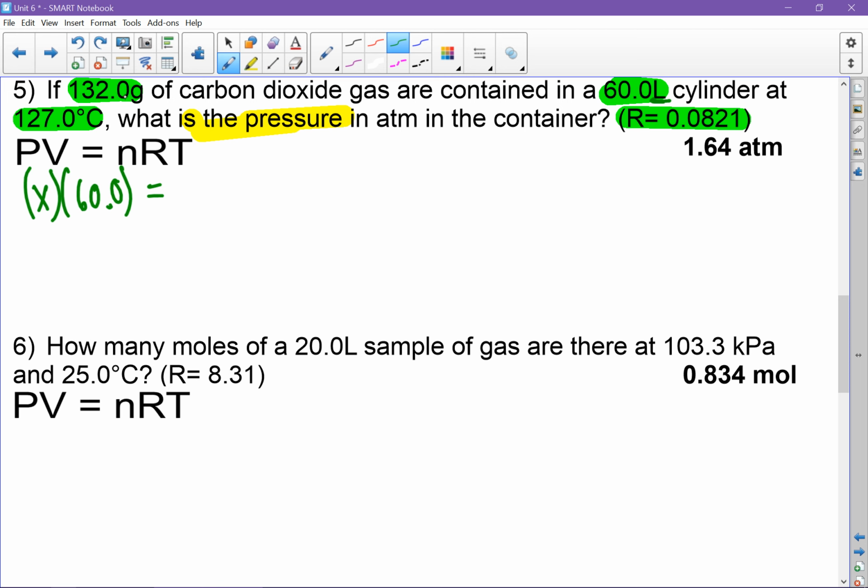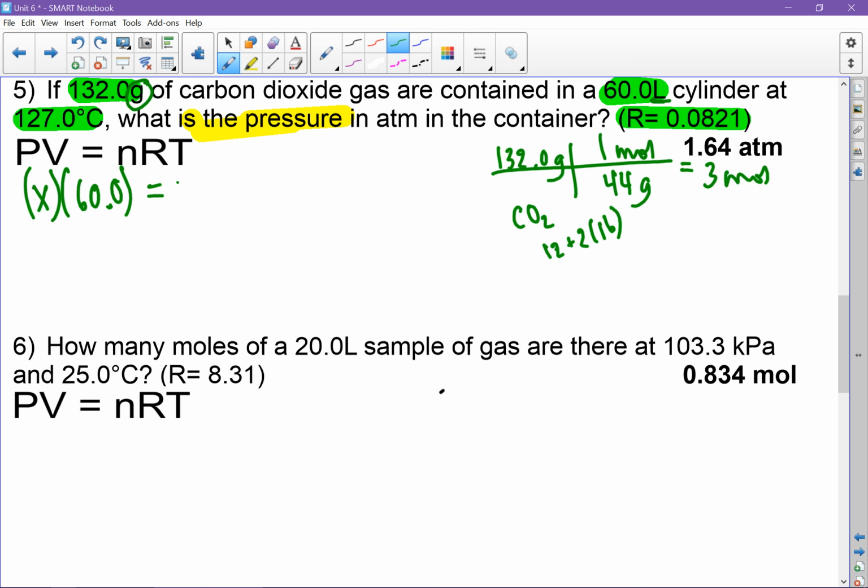Equals, N means number of moles, but they didn't give us moles. Instead, they gave us grams. So we have to convert that. So I'm going to take my 132.0 grams and turn it into moles. The compound that I have is carbon dioxide, which is CO2. The mass of CO2, there's 12, plus the 2 oxygens at 16 apiece. That mass is 44. When I divide that, I get 3 moles. That's what I put in for the N number.